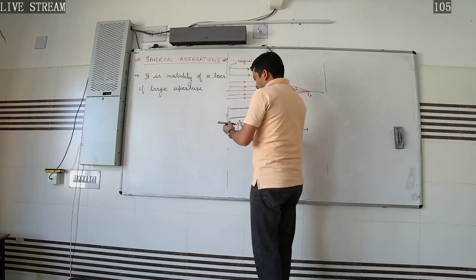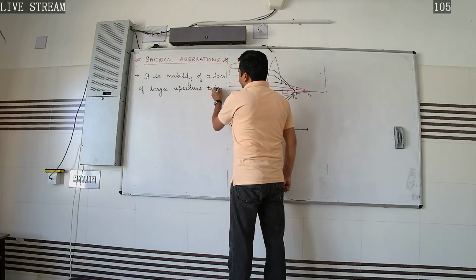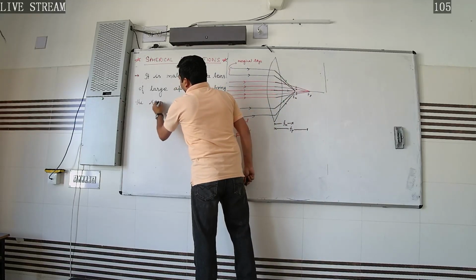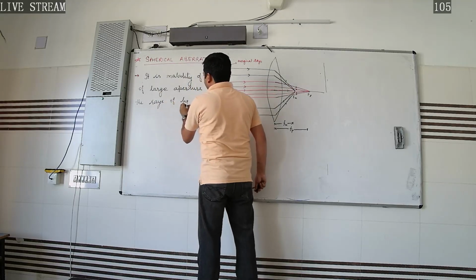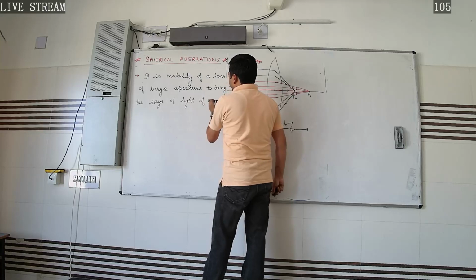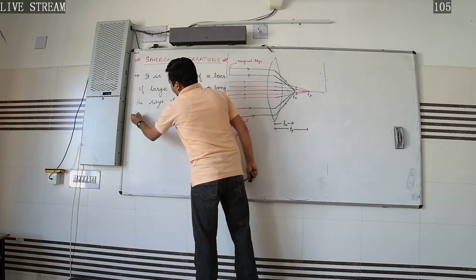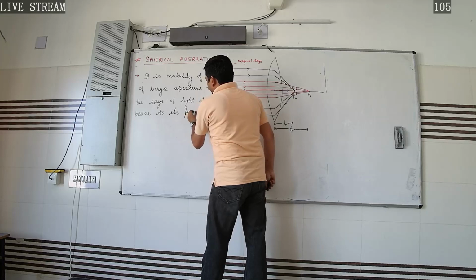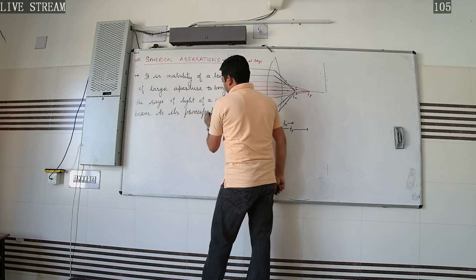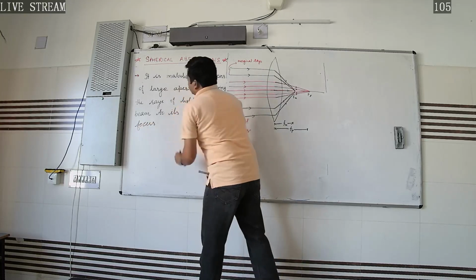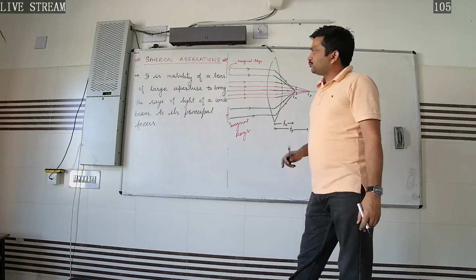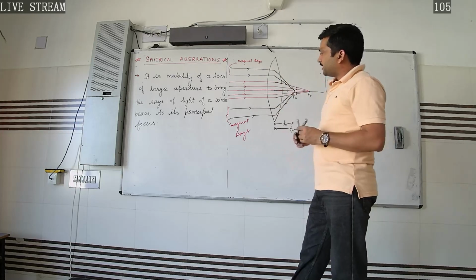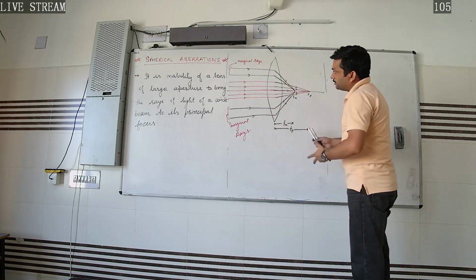The inability of a lens of large aperture to bring the rays of light of a wide beam to its principal focus, that is what we call spherical aberration. And here in this case we have already illustrated it.